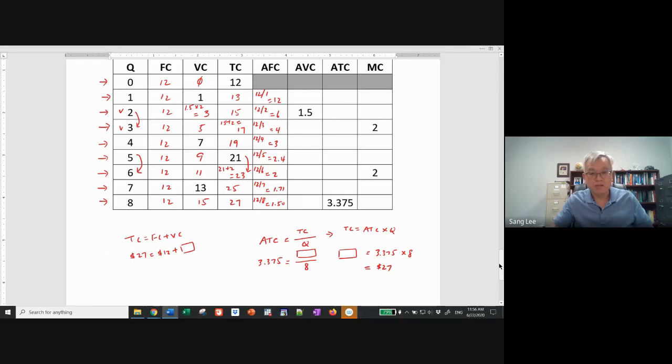So 1 divided by 1 is 1. Here, let's confirm this. Variable cost of 3 divided by 2 units, so what? $1.50. That's true. So 5 divided by 3 is $1.67. And 7 divided by 4 is $1.75. You don't have to round it up.